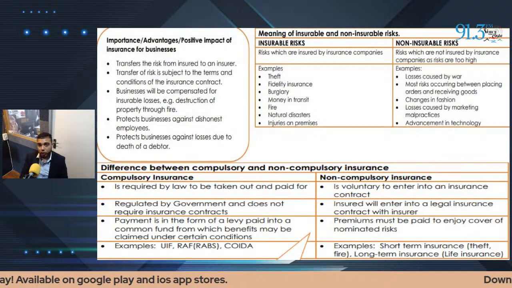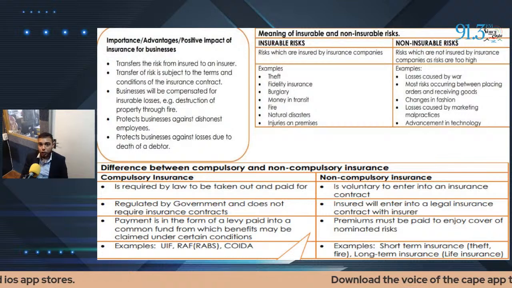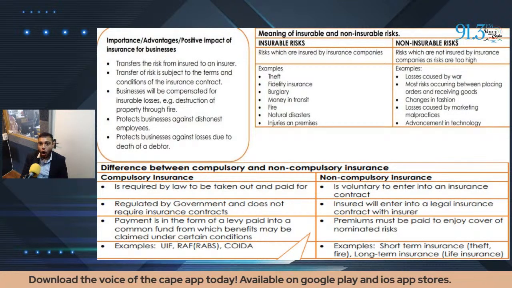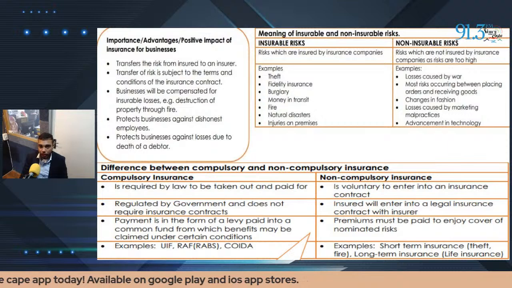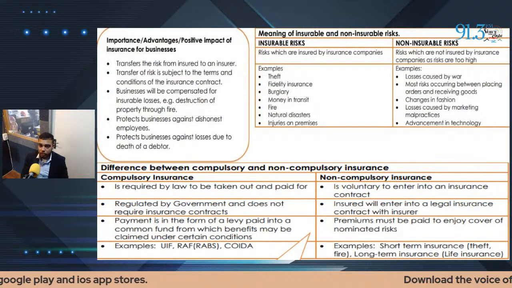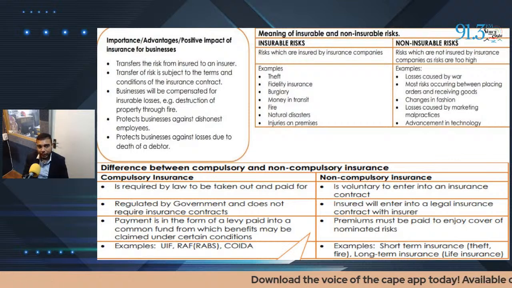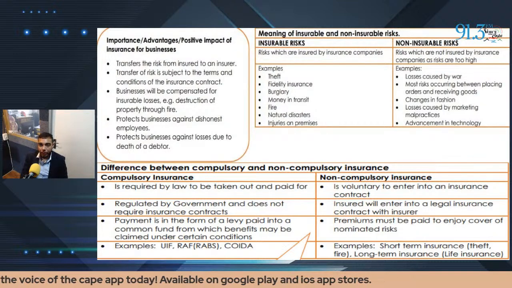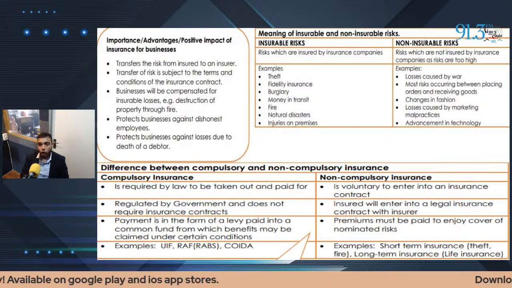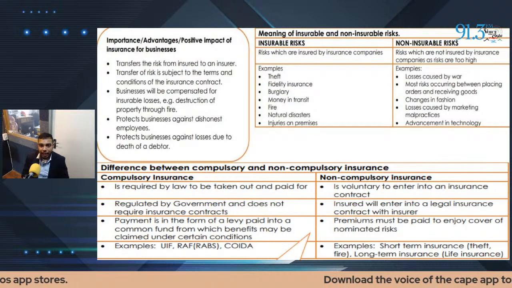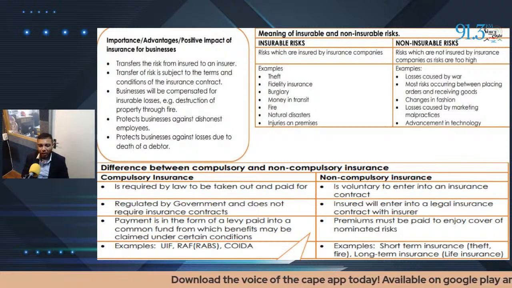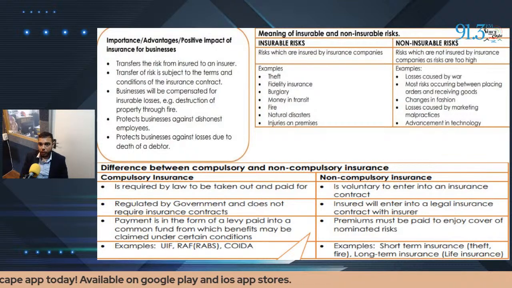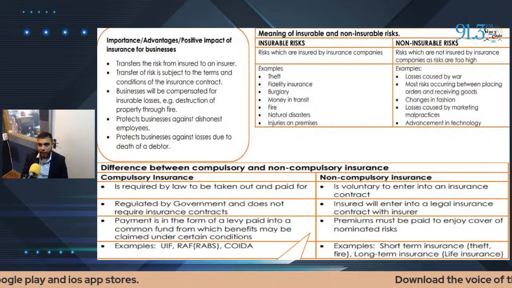The meaning of insurable and non-insurable risk. Insurable risks are risks which are insured by insurance companies. Non-insurable risks are risks which are not insured by insurance companies as the risks are too high. So examples again of insurable risks, something that you can have insurance on, would be theft, fidelity insurance, burglary, money in transit, fire, natural disasters, or injury on premises. Non-insurable risks would be losses caused by war. So if a war takes place and your things do get damaged, those items are non-insurable, as well as most risks occurring between placing orders and receiving goods.